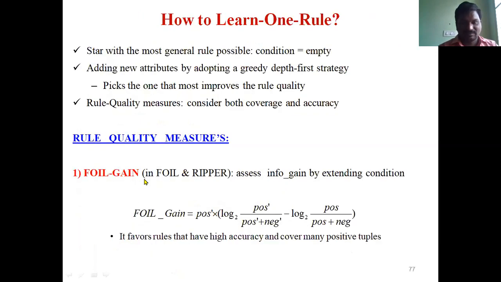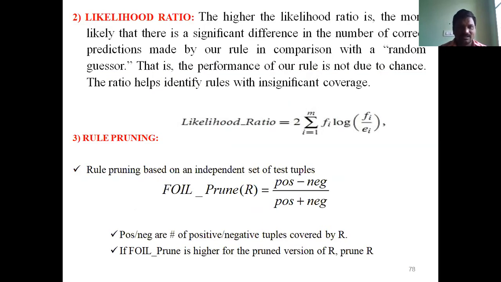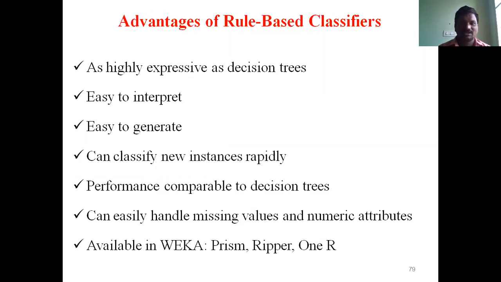This is a way of representing how you can get one rule. To get one rule, FOIL gain is one approach, and there is a formula for identifying this gain. Likelihood ratio is another, and rule pruning is another approach.